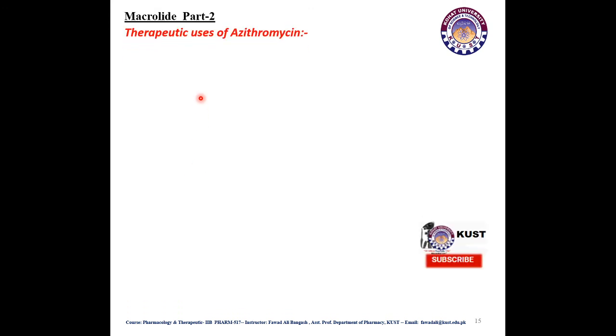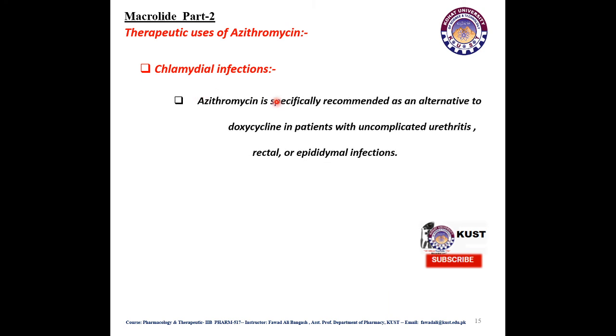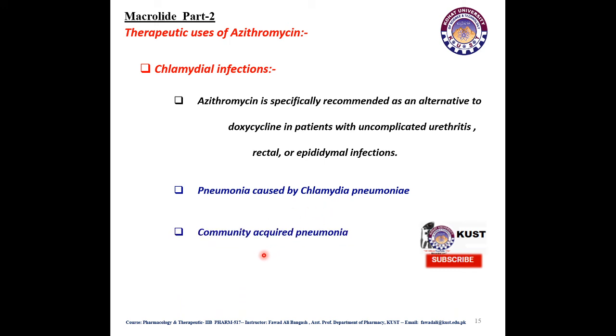Therapeutic uses of azithromycin: chlamydial infection. Azithromycin is specifically recommended as an alternative to doxycycline in patients with uncomplicated urethritis, or cervical or rectal infections caused by Chlamydia. It is also used for chlamydial pneumonia and community-acquired pneumonia.